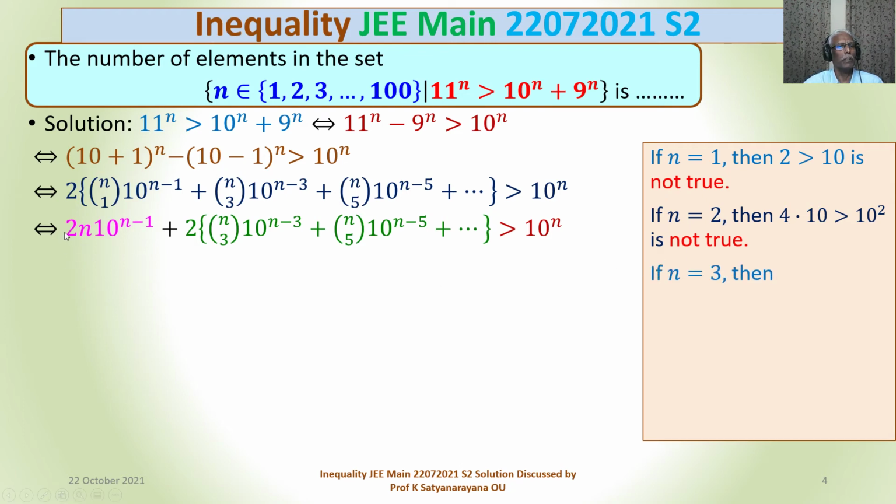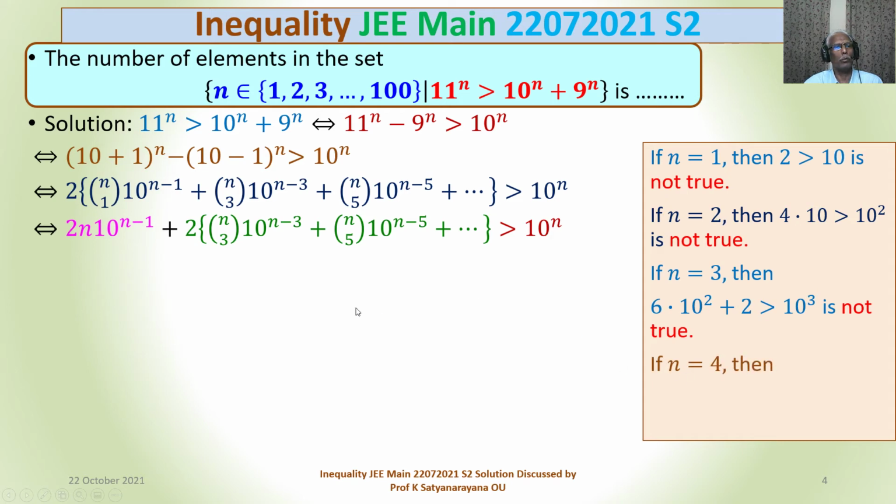And n is equal to 3. If you substitute, this is 6 into 10 square. And for n equal to 3, there is a contribution 3C3, that is 1, and 10 to the power of 3 minus 3, 10 power 0, is 1. And plus 2 will come, and no contribution from the remaining terms. Then 6 into 10 square plus 2 greater than 10 cube is not true.